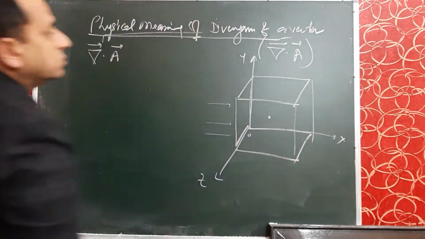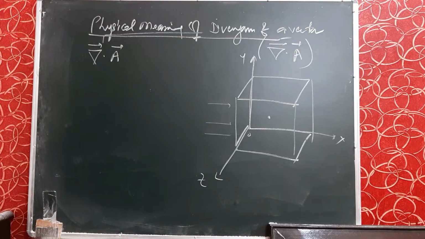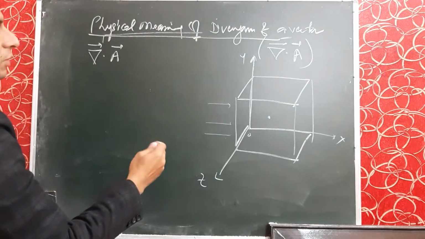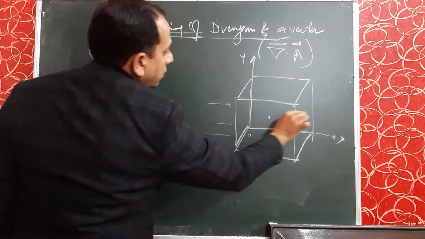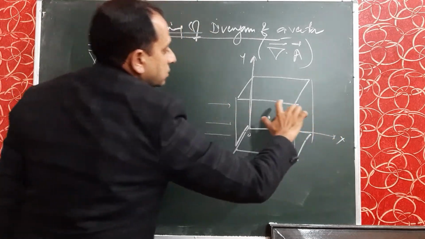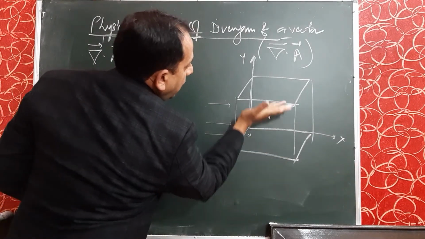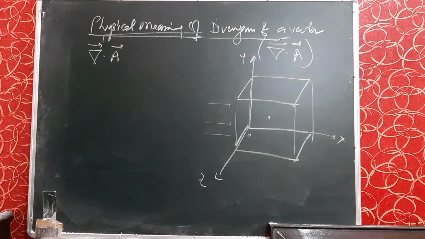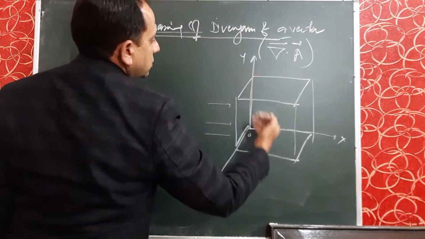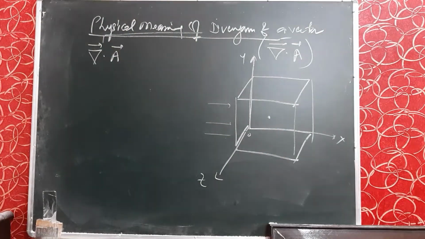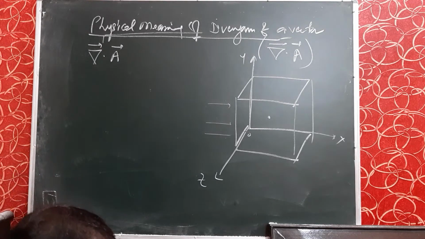Net change in flux, we will consider along the x-axis, or along the y-axis, or along the z-axis. It means the number of lines passing through this surface and leaving at this surface. So that is the net change in flux along the x-axis. Similarly, the number of lines entering through the bottom surface and leaving at the top surface means the change in flux along the y-axis. Similarly, lines entering from the backward surface and exiting from the front surface are along the z-axis. So we will consider the change in flux in all directions.